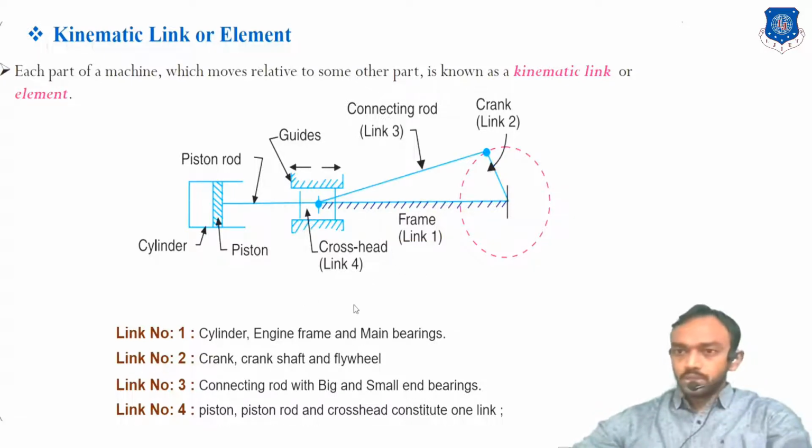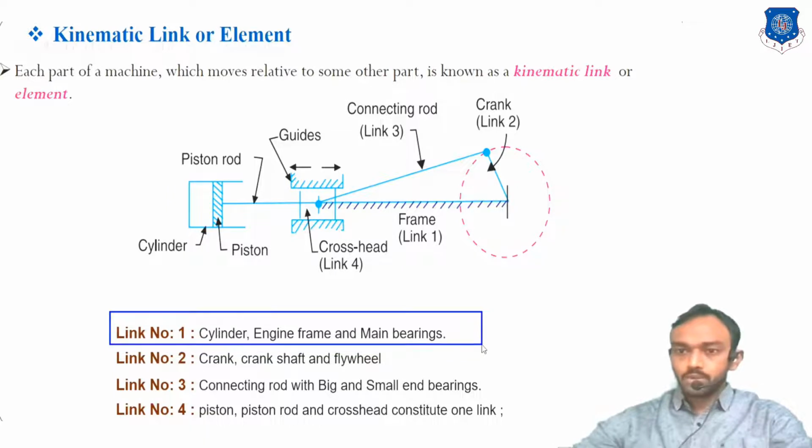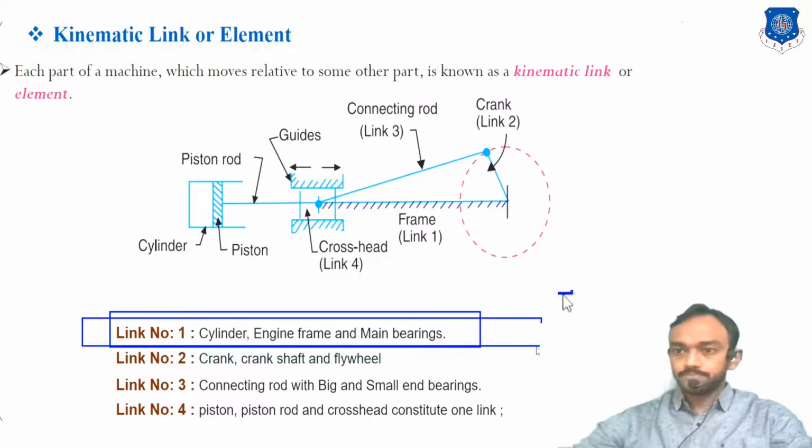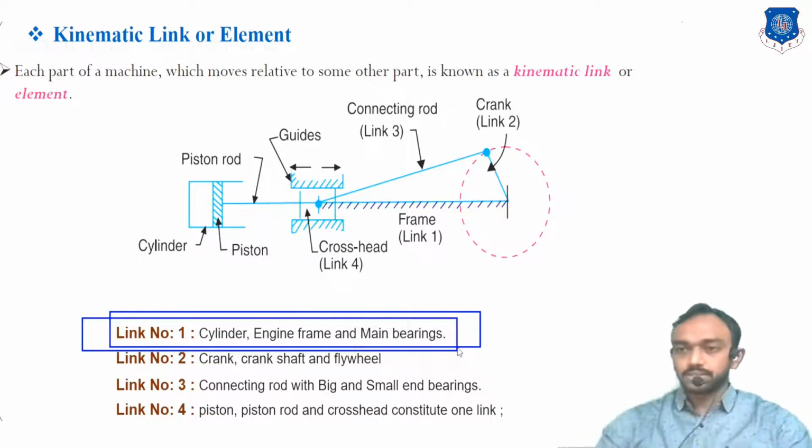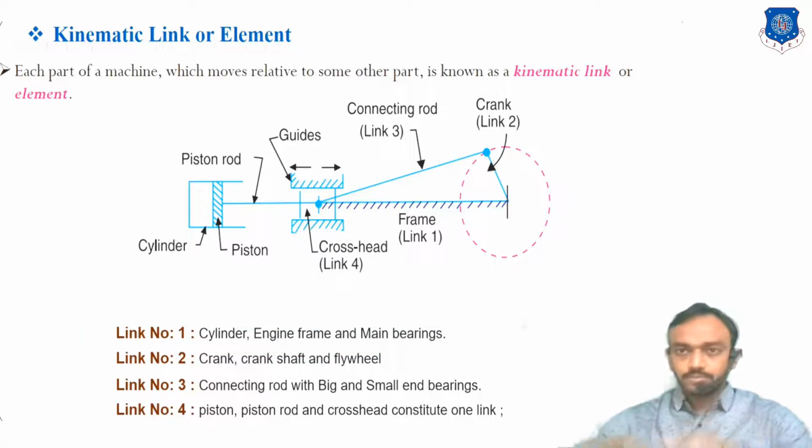Okay, so one point I want to revise again: every time, whatever mechanism we pick, we consider all fixed parts as one link, and we always give it the number 1. So first of all, whenever you see any mechanism, consider all fixed parts as link number 1, and then number the rest as the connections go. Okay, that's it for the kinematic link. Each part of a machine which moves relative to some other part is known as a kinematic link or element.